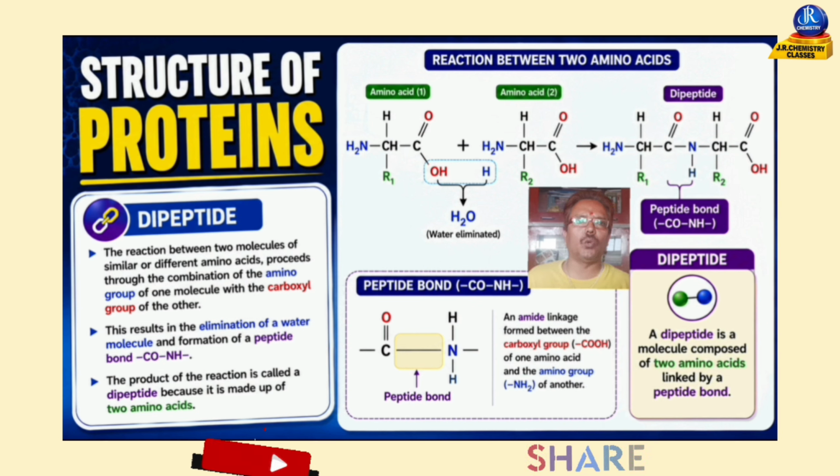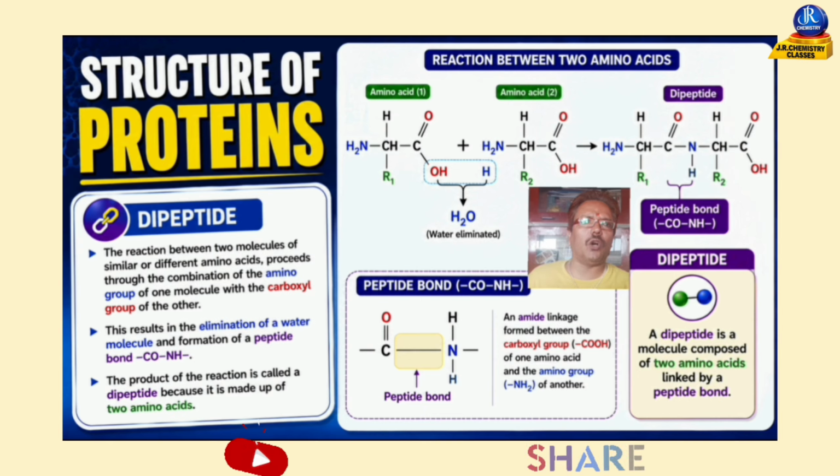Dipeptide. The reaction between two molecules of similar or different amino acids proceeds through the combination of the amino group of one molecule with the carboxyl group of the other. This results in the elimination of a water molecule and formation of a peptide bond, -CO-NH-.